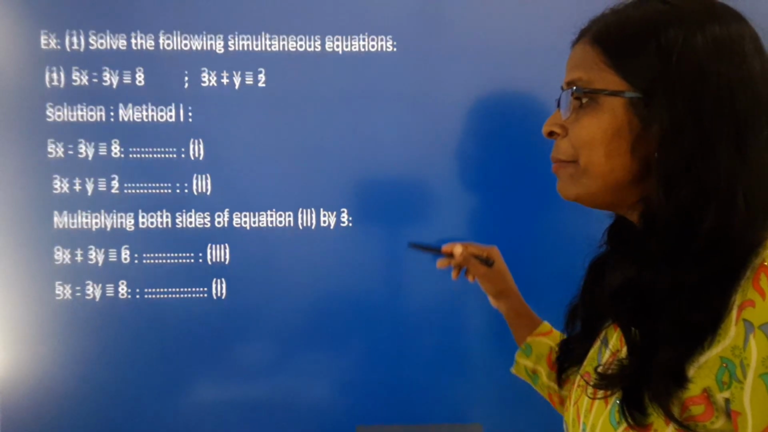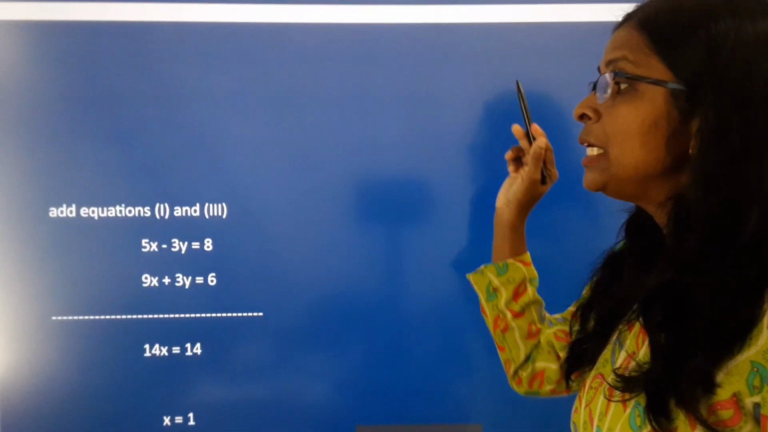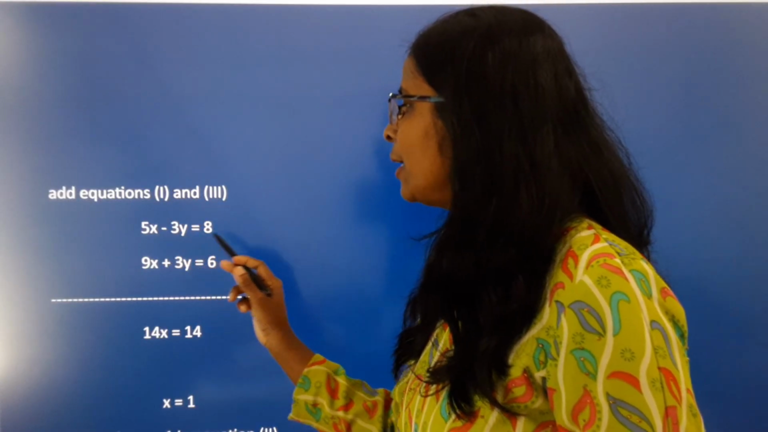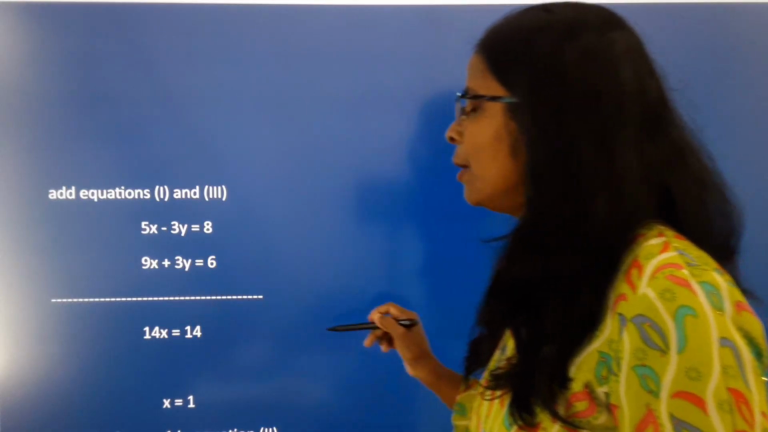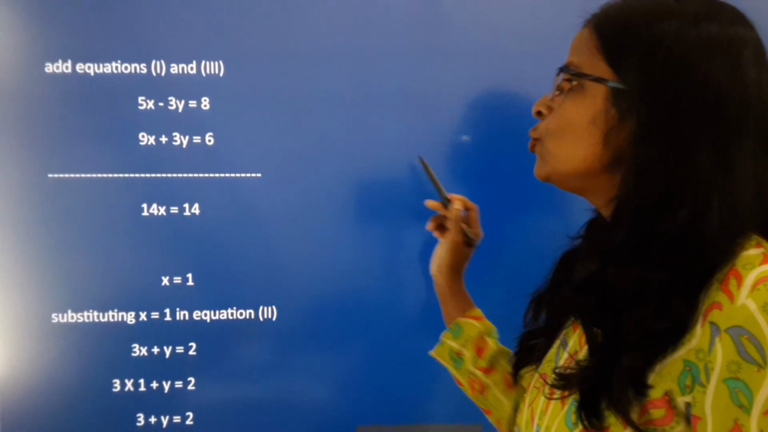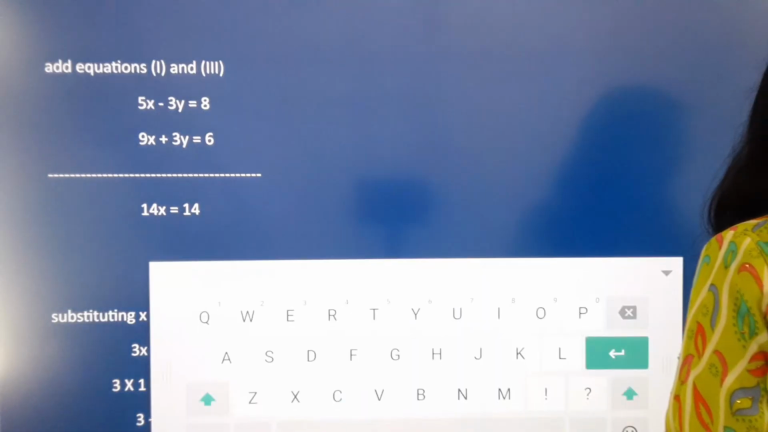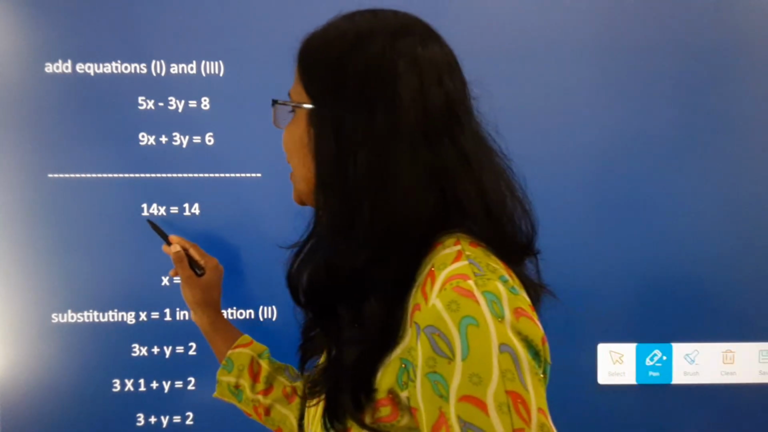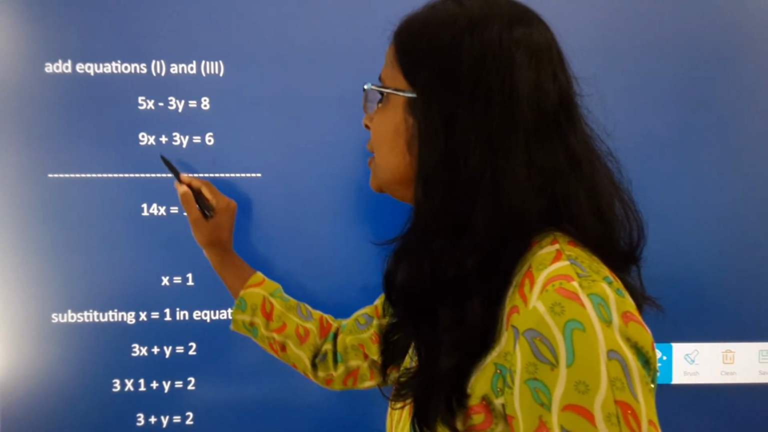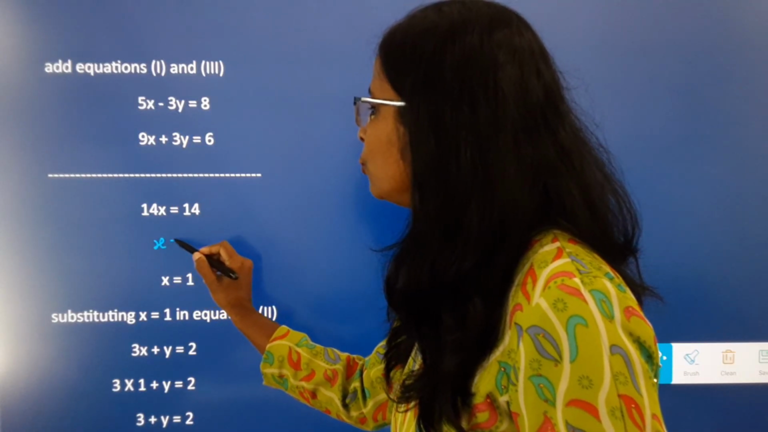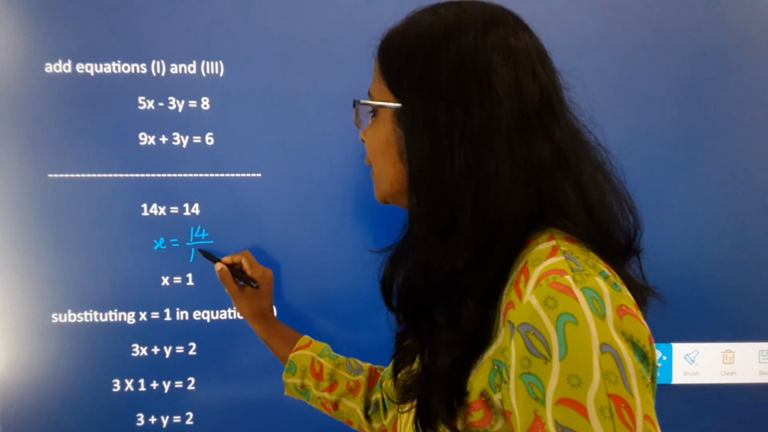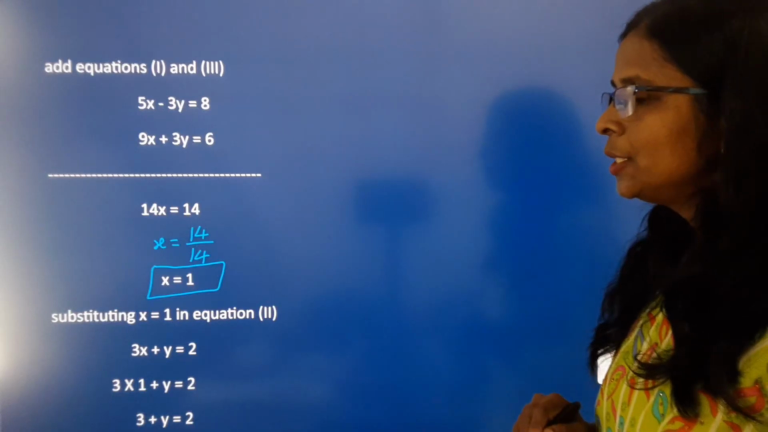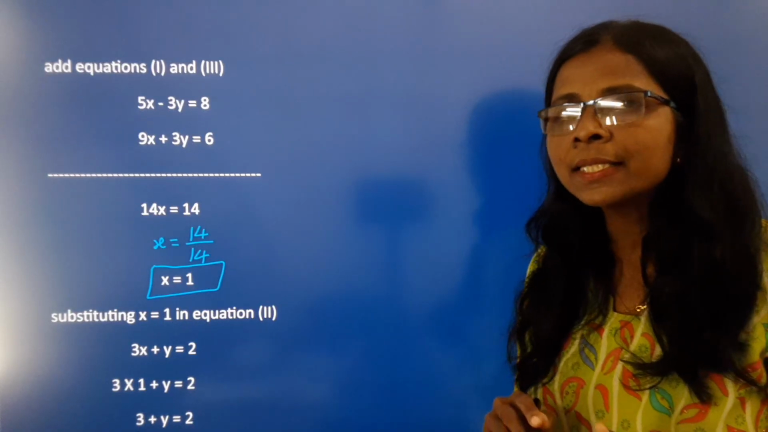So here we eliminate. For elimination, we add these two equations 1 and 3. So 5x minus 3y is equal to 8 plus 9x plus 3y is equal to 6. So here after adding these two equations, we have 14x is equal to 14, and that means x is equal to 14 upon 14. So here x is equal to 1. X is equal to 1. Okay, so now we have the value of x as 1.